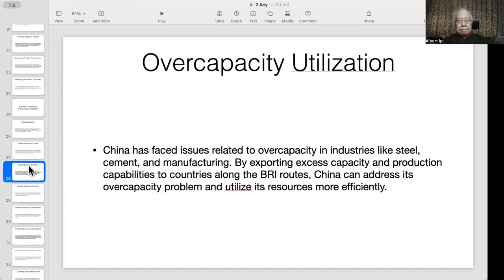Overcapacity utilization. The West considers China's production to be overcapacity. That means they are trying to sue China in terms of dumping of products. For example, the United States accused China of overproduction in aluminum and steel.